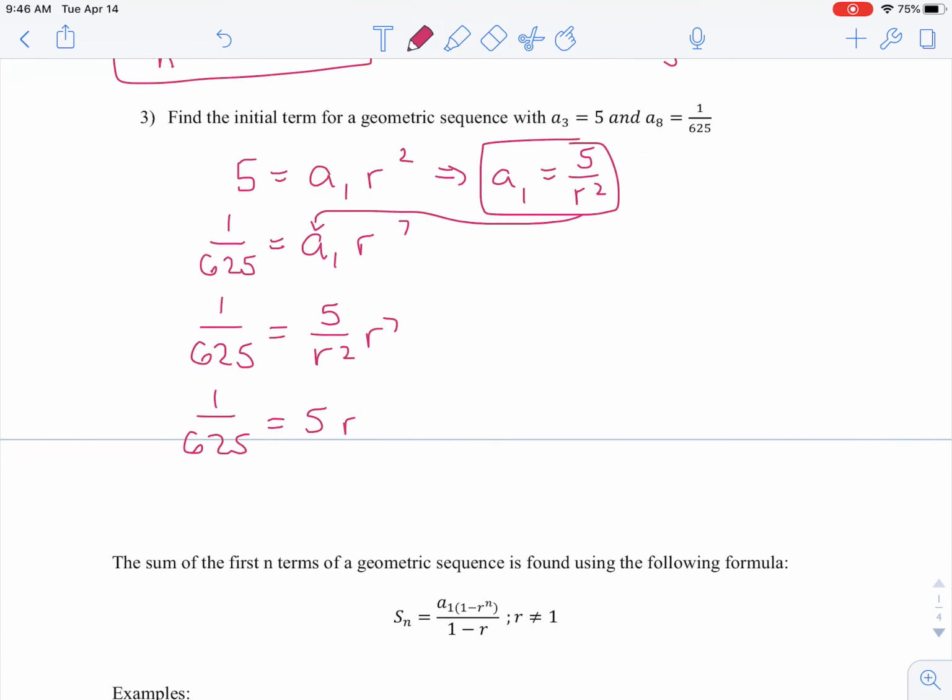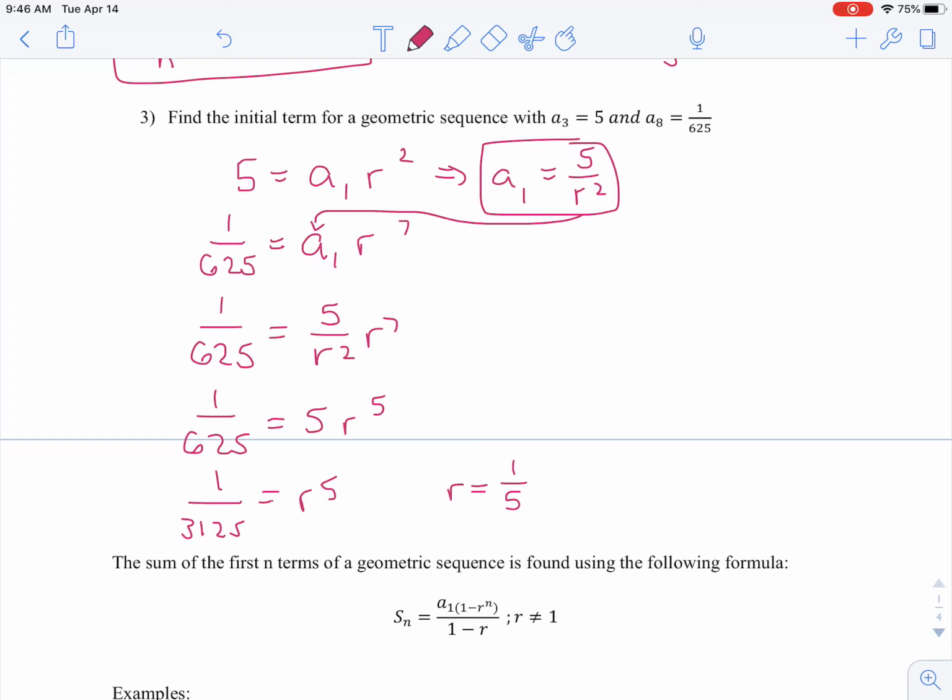That gives me 1. Oops, sorry, this should be the 5th here, not the 2nd. 1 over 3125 is r to the 5th. We need to take the 5th root of that. So basically we're looking for what number to the 5th would give me the 3125. And that is actually 5. So r to the 5th is, so r ends up being just 1/5.